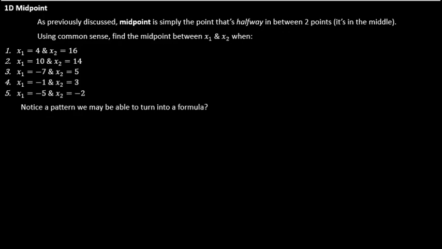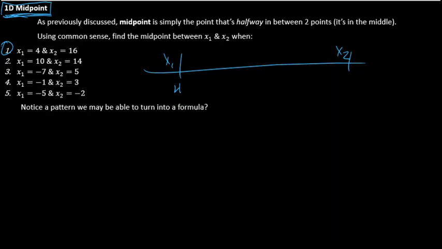Now that we understand distance a little bit, we're going to get into midpoint. We've already been using common sense to do distance and midpoint, but now we're going to get into some uglier examples where it's not so simple. Let's look at our first example, number 1. We're looking at x1 is 4 and x2 is 16. Our midpoint is somewhere right smack dab in the middle. We could use common sense like we have been.